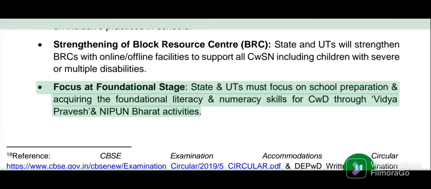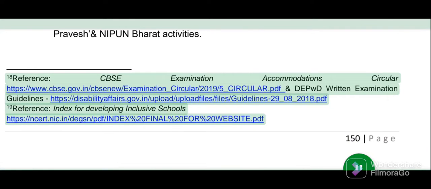State and UTs must focus on school preparation and acquiring the foundational literacy and numeracy skills for CWD through Vidya Pravesh and Nipun Bharat activities. 18 Reference, CBSE Examination Accommodations Circular Web Links and Deponed Written Examination Guidelines, Web Links. 19 Reference, Index for Developing Inclusive Schools Web Links. 151 PAGA.